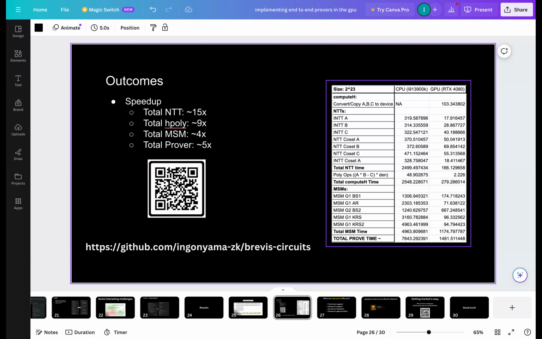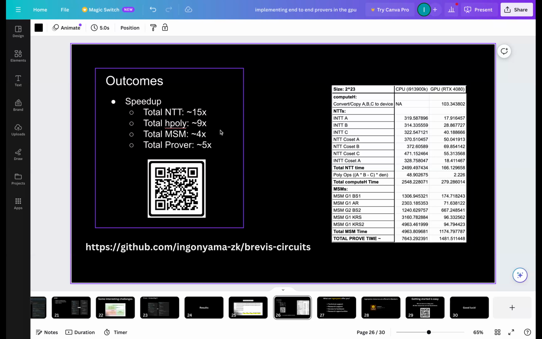So to find out that answer, you really need to run benchmarks for your use case. But in general, looking at this Groth16 and this circuit, for NTT, for example, you're able to put all of them into one GPU and run at 100%.